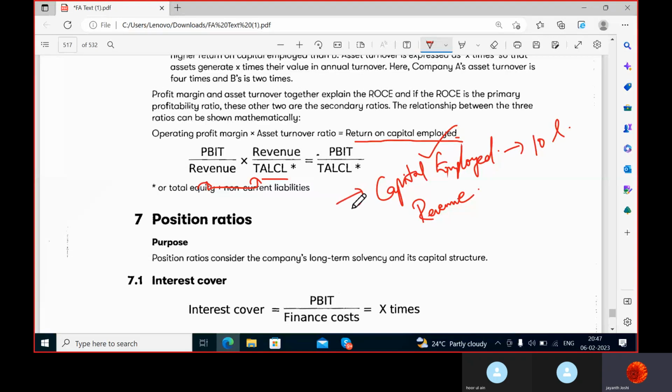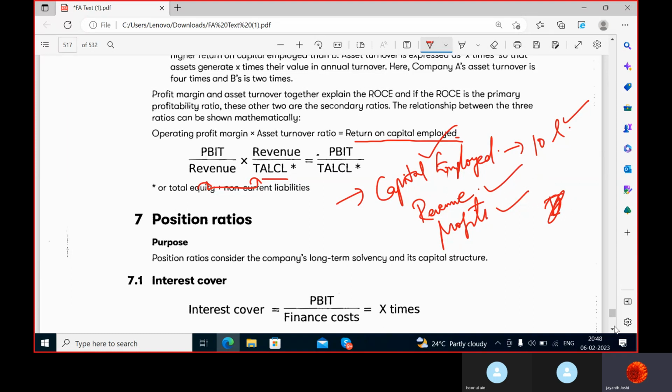You invested your money in the business and you have completely set up your business. Why did you set up your business? To generate revenues. And why are you generating revenues? To earn profits. Correct? Yes or no? Yes, sir. You invested 10 lakhs to generate revenues, and you are generating revenues to ultimately earn profits.